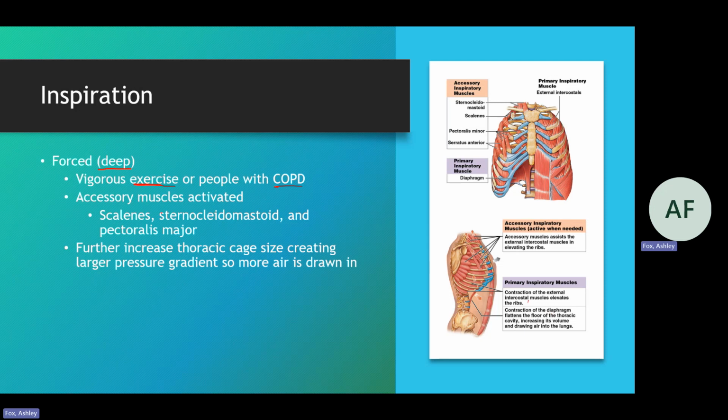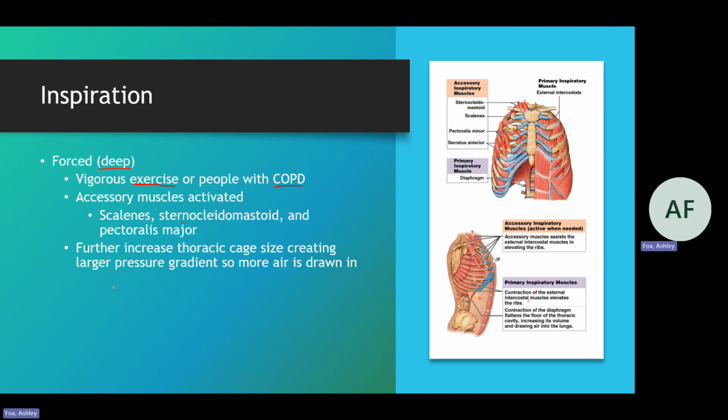If you need to take a deep breath, you're going to add muscles of the chest and neck. So your scalenes in your neck, your sternocleidomastoid, and your pectoralis major. If you remember, scalenes are coming down and attaching to the thorax. Sternocleidomastoid is attaching to the clavicle and the sternum. And your pectoralis major is attached to the rib cage as well. So you're just going to increase the thoracic cage even farther.